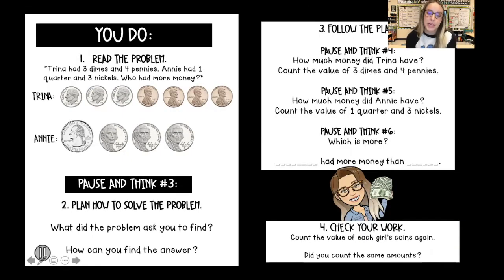In this problem, you're going to do this one by yourself, but I'm going to read through it for you and pause when you need to answer it by yourself. So number 1, we're going to first read our problem. The problem says, Trina had 3 dimes and 4 pennies. Annie had 1 quarter and 3 nickels. Who had more money? So I went ahead and gave us Trina's 3 dimes and 4 pennies. And then I gave Annie her 1 quarter and 3 nickels.